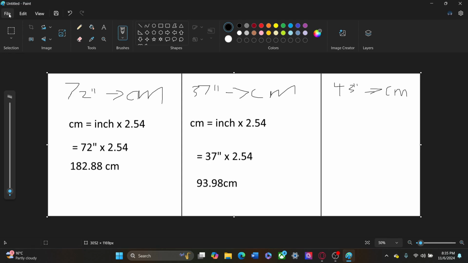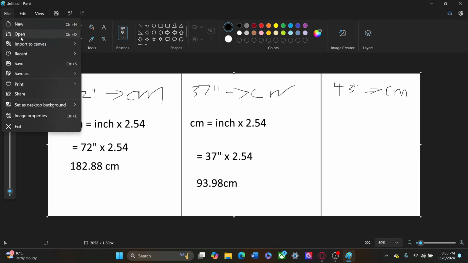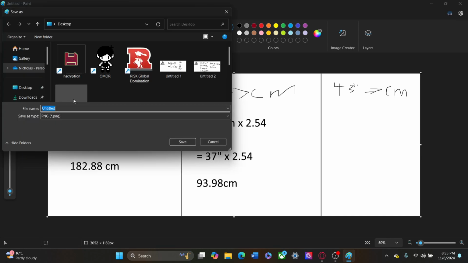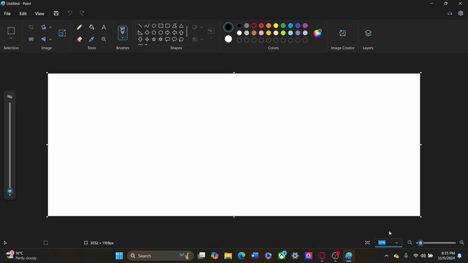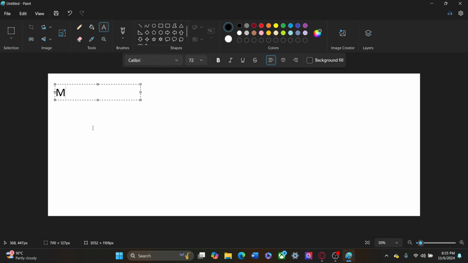What else? Oh yeah, we got to do the meters now. So now what we're gonna do is we're gonna calculate for meters. So first we want to put brackets, inch times 2.54. That is always going to be our base.